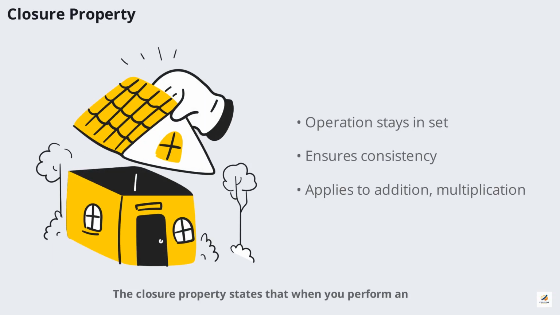Closure property states that when you perform an operation like addition or multiplication on numbers from a set, the result will also belong to that set. For example, adding two natural numbers always gives another natural number. This property helps ensure consistency within a number system and is fundamental for building more complex mathematical rules.